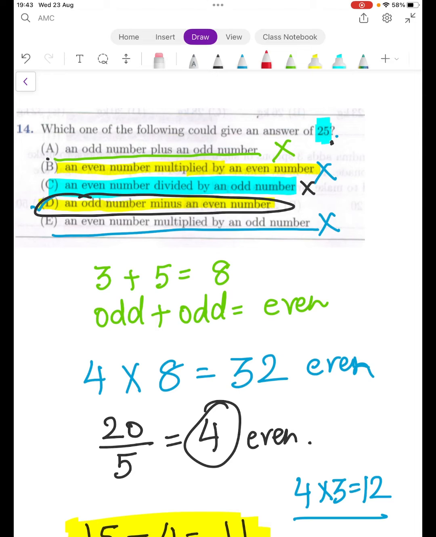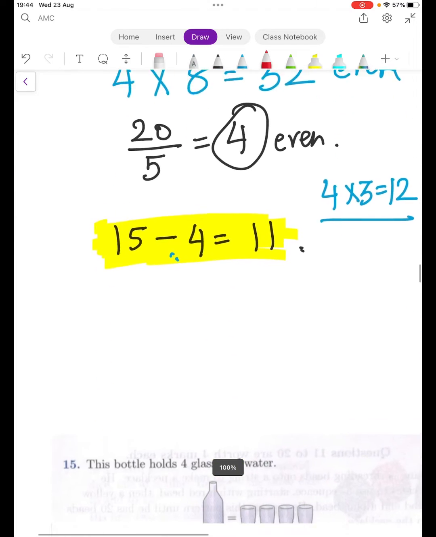25. You can start with an odd number minus an even number. So you can start with 27, take away an even number, 2, and that will give you 25. And you can have multiple answers. You can have 31 and take away 6, and that will give you 25. So you can get this answer of 25 using multiple strategies, using the same formula: an odd number, take away an even number. The answer is D.